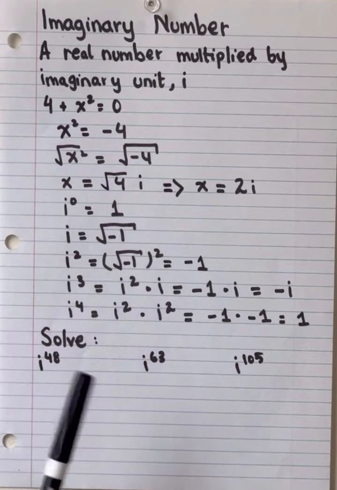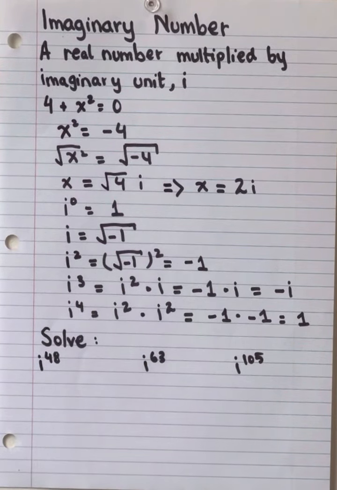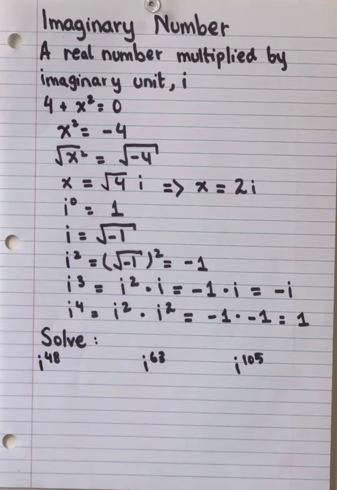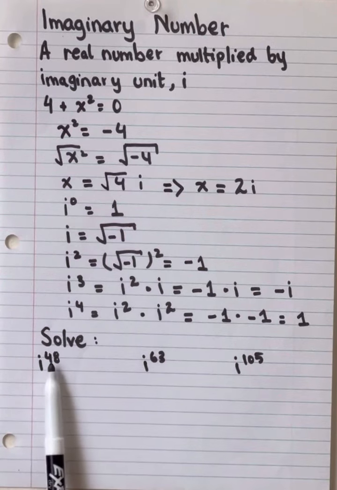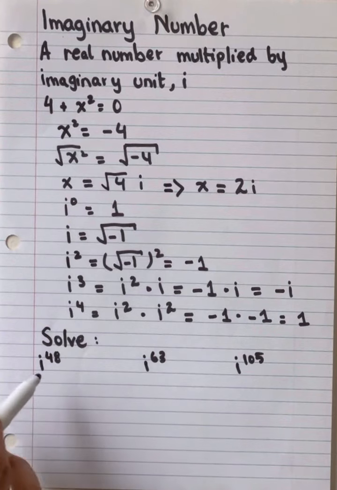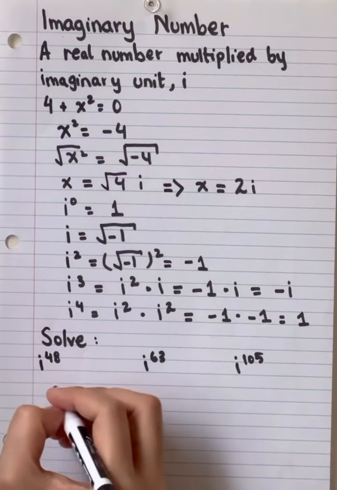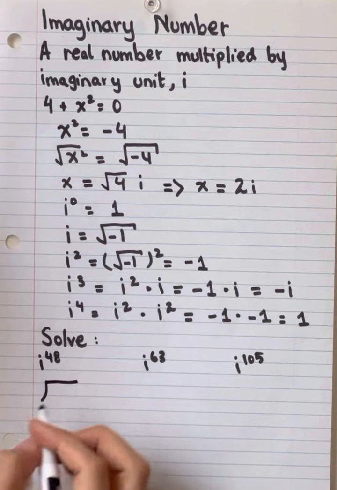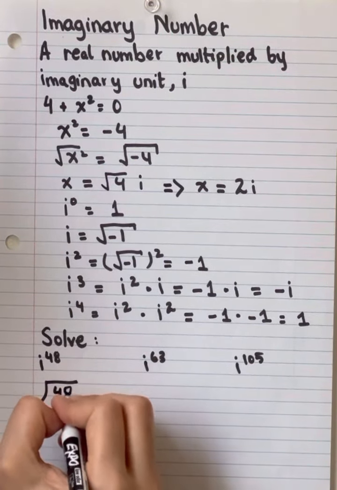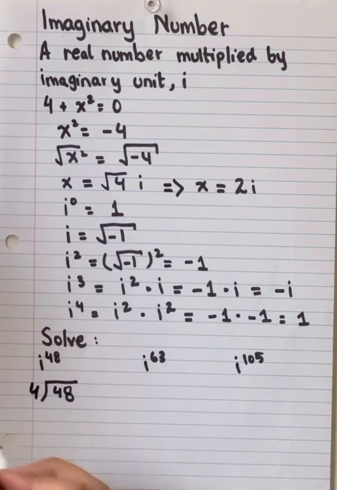So now, by using a rule, we can find the value of i with as large an exponent as 105. How can we do that, and what's the rule? The rule is, when we are given an exponent, for example 48 over here, we divide that number by 4. So we need to solve for i to the power of 48. We divide our exponent by 4.